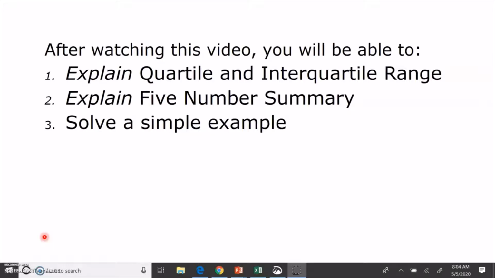Hello everyone. In this video, we're going to cover the concept of quartile and interquartile range. We're going to learn how to find and compute the 5-number summary, and we're going to take a simple example to illustrate the idea. So let's see how we are going to do.